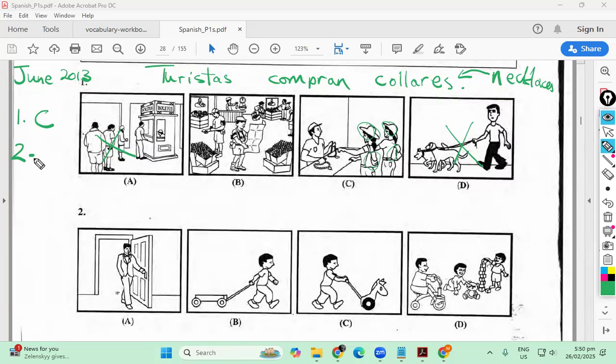Number 2. El niño empuja el juguete. El niño empuja el juguete. What can you narrow it down to because of the word that you heard?